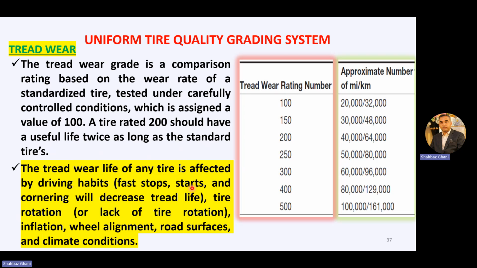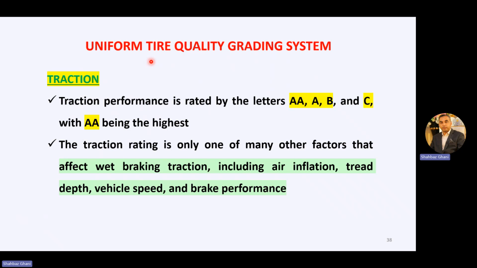The tread wear life of any tire is affected by driving habits. Fast stops, starts, and cornering will decrease tread life. Tire rotation or lack of tire rotation, inflation, wheel alignment, road surfaces, and climate conditions can affect your tread wear. So all these factors affect your tread wear. Second was the traction.